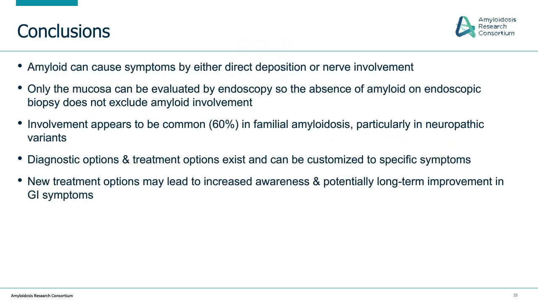So on that note, I'll just conclude by saying amyloid can cause symptoms through direct deposition or via involvement of the nerves, that only mucosa can be evaluated with endoscopy. And so if we see deposition with the biopsies, that's very specific. But if we don't see any with the biopsies, that doesn't exclude the fact that there might be amyloid in other areas. We do see involvement commonly within familial, particularly neuropathic variants, but it's unclear if with cardiac predominant and wild type, what's being seen is higher than the general population.